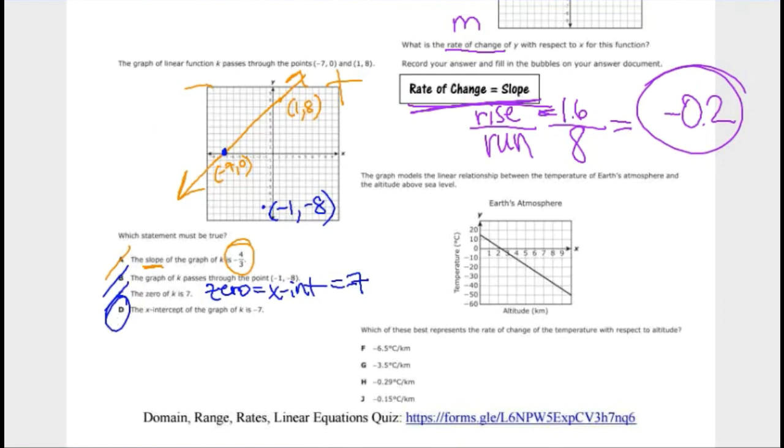Okay, our last question for this session says the graph models the linear relationship between the temperature of Earth's atmosphere and altitude above sea level. Which of these best represents the rate of change of the temperature with respect to altitude? So take a moment, guys. It's our last question together. I want you to think about what that word rate of change means.